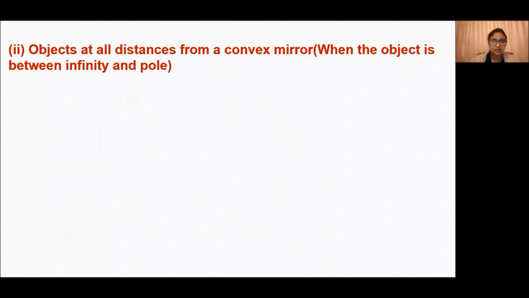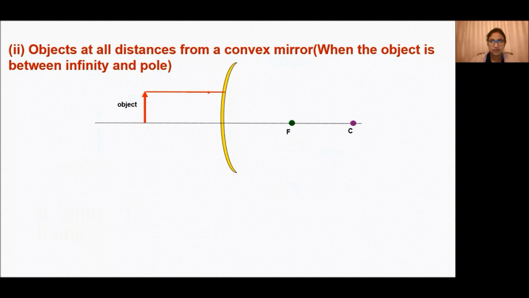When the object is between infinity and pole, that is anywhere in front of the mirror, a ray of light passes parallel to the principal axis. After reflection, it appears to diverge from the focus. Another ray of light passes through the center of curvature and will be reflected back along the same direction. Another ray, which is incident at the pole, will be reflected back, making equal angles.